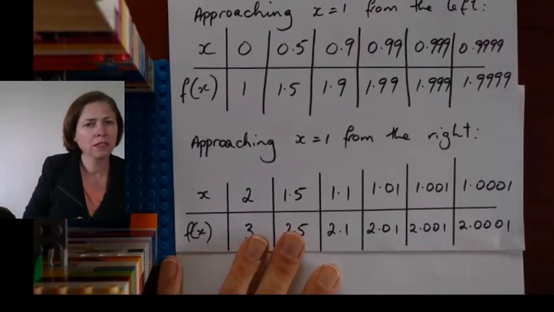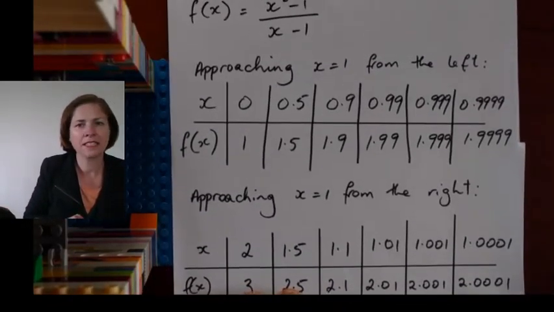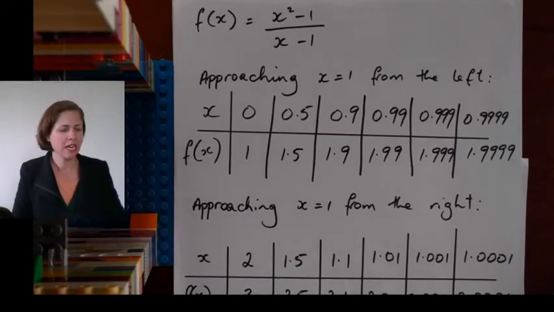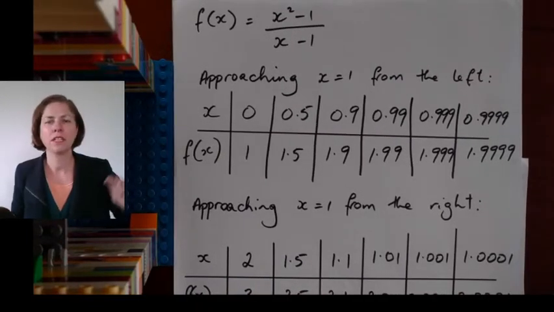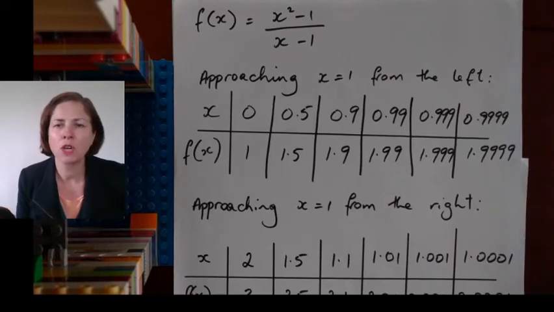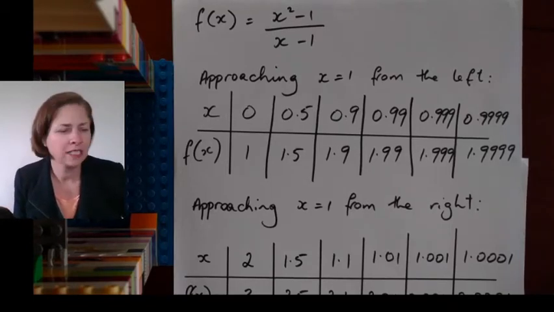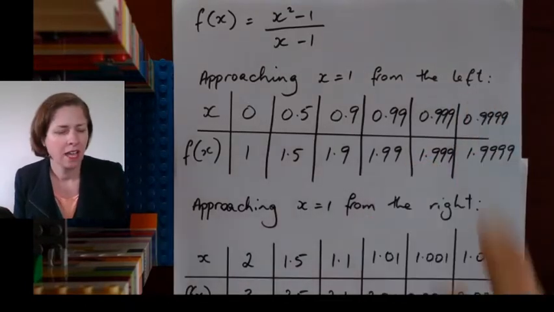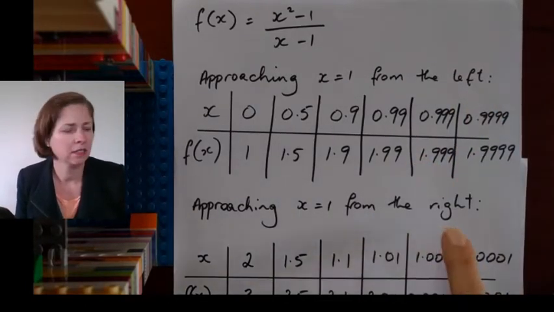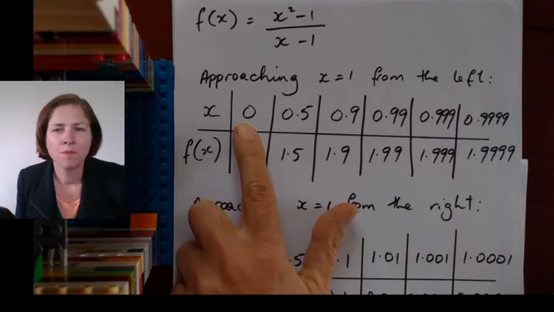What I'm doing now is I'm looking at the same function, f of x equals x squared minus 1 over x minus 1. And I'm going to explore numerically what happens as I approach x equals 1 from the left and from the right. Now, I've moved my values.